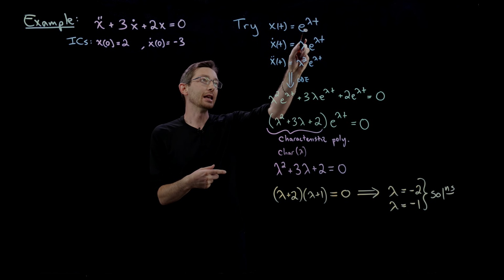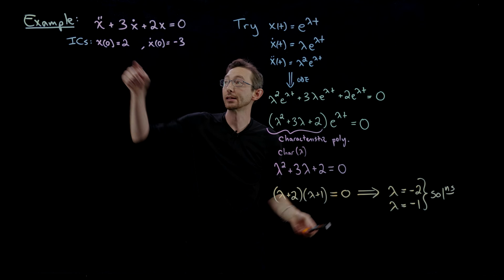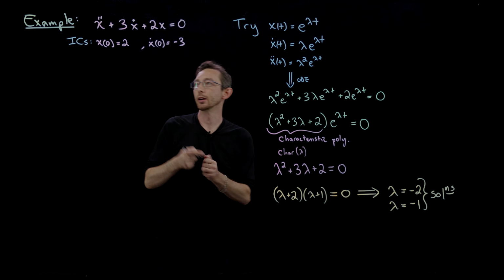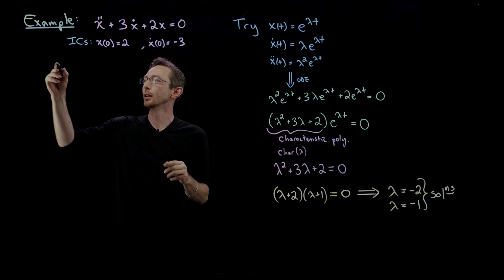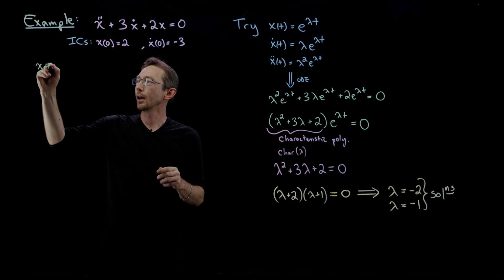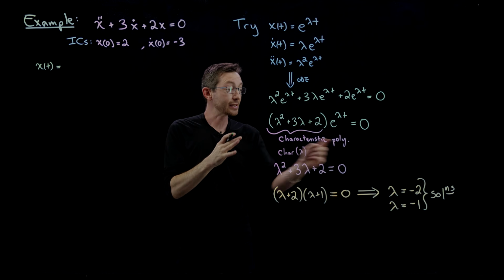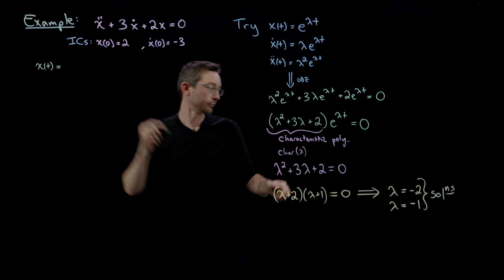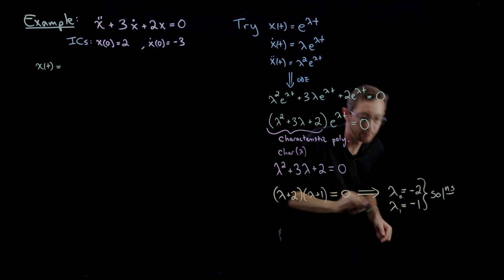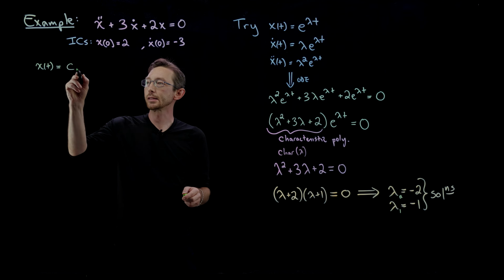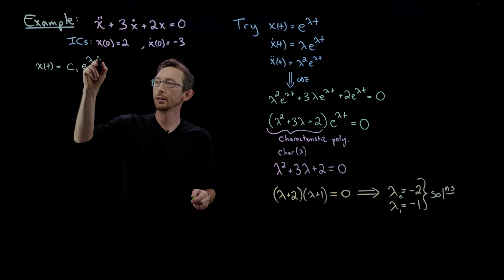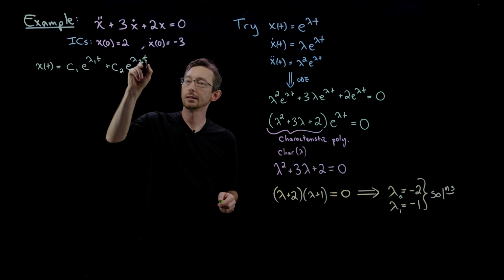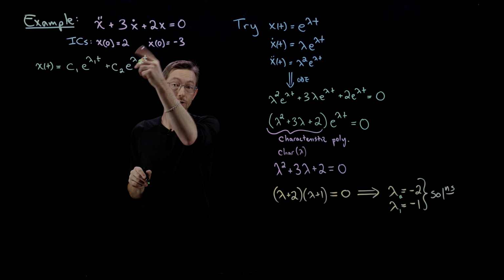And so if I took e to the lambda t for either of these lambdas, it's going to satisfy this differential equation. In fact, that might not be a terrible thing to show. So I'll write down my solution. My solution is going to be x of t equals some combination of these two e to the lambda t's. Let's call this lambda 1 and lambda 2. This is going to be some constant c1 times e to the lambda 1 t plus another constant c2 times e to the lambda 2 t, and we're going to determine these constants from my initial conditions.